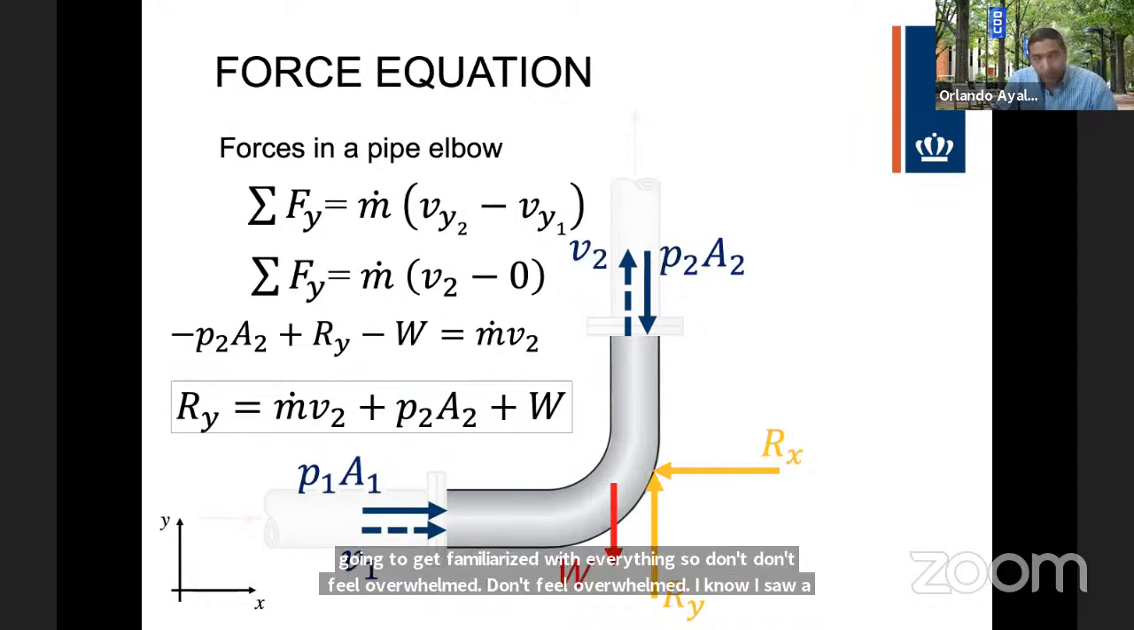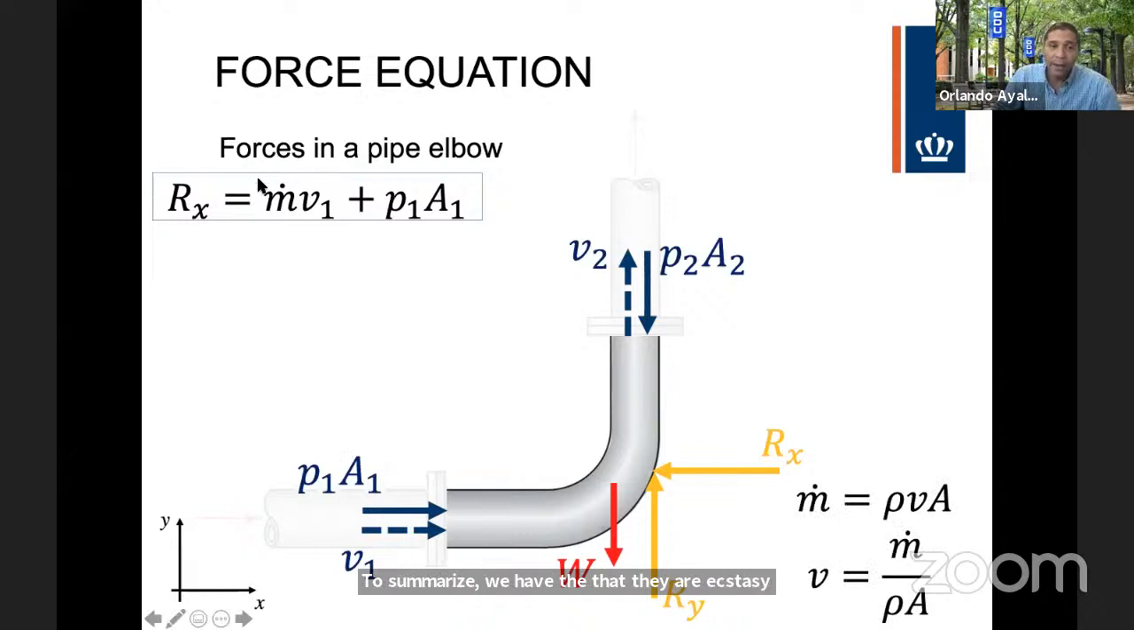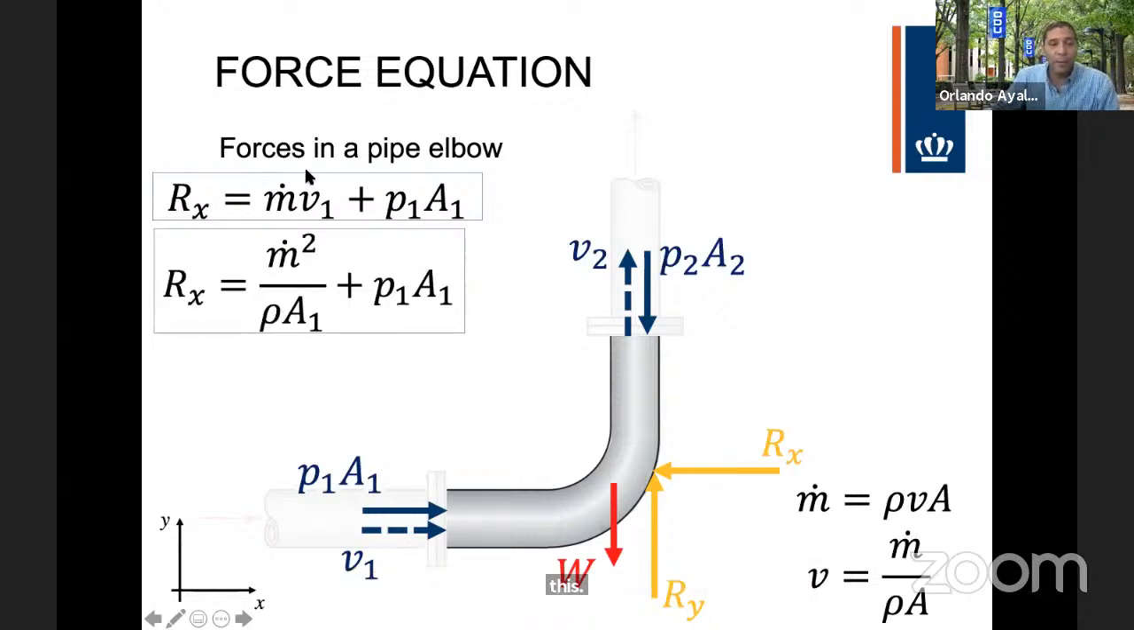To summarize, we have that Rx is equal to that. And by the way, that's a good point. I can get this velocity as a function of my flow rate, using the equation I told you before. I can transform that equation, get rid of velocity, and get this equation for the force in the X direction.